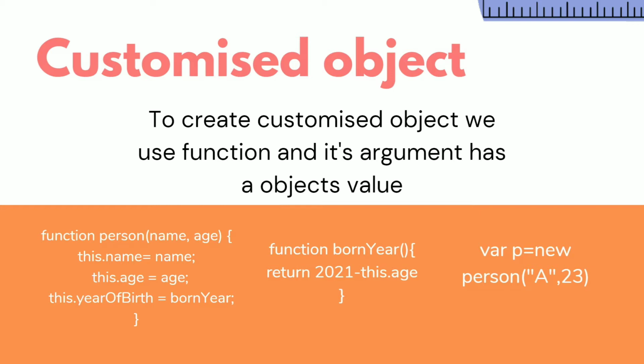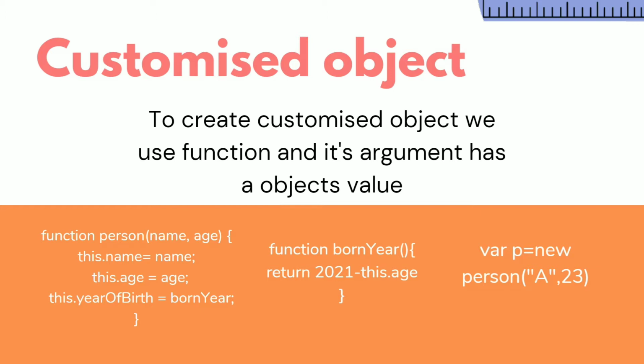Here I am taking an example. We have created a function with the name person and it has two parameters, name and age. this.name equal to name means that the name belongs to this function, and this.age represents that this age belongs to this function, and this.yearOfBirth equal to bornYear. BornYear is another function we have created, which returns the value of his birth year. It just subtracts his age from 2021.